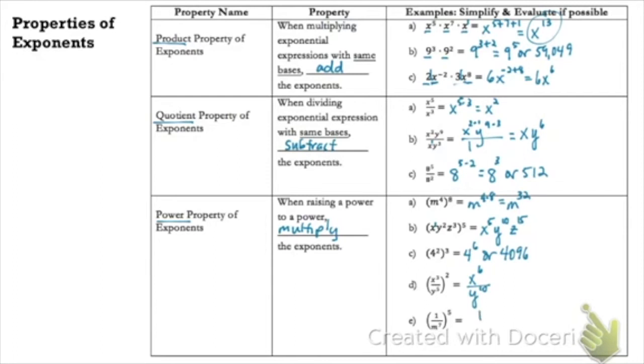Now on E, we're going to do the same thing. We're going to raise each of those to the 5th power. So 1 to the 5th power, and then m to the 7th to the 5th. 7 times 5 is 35. Now 1 raised to any power is simply 1. So that would be our final simplified answer.